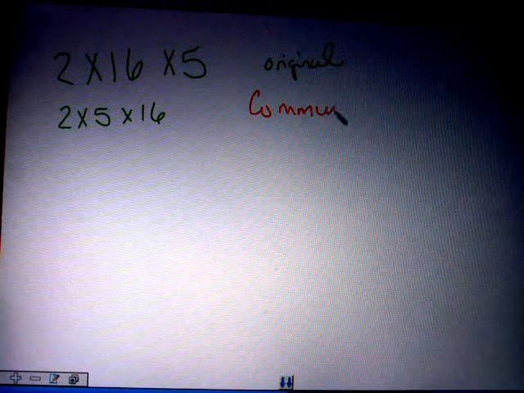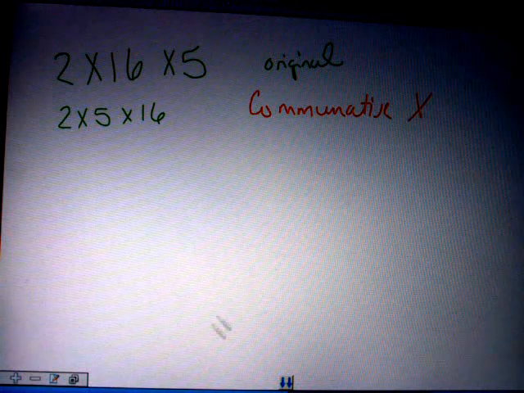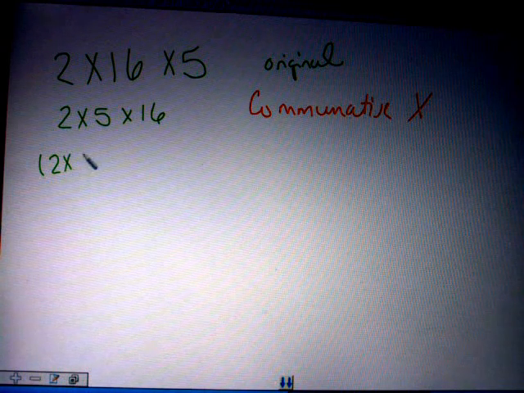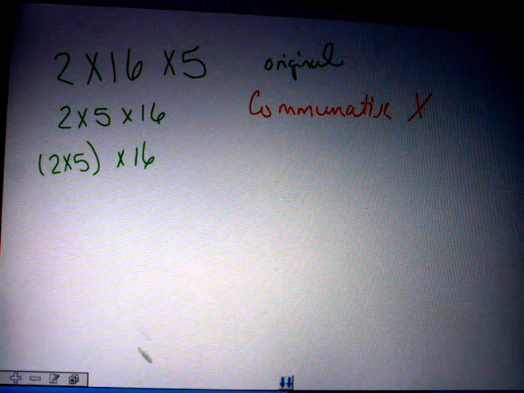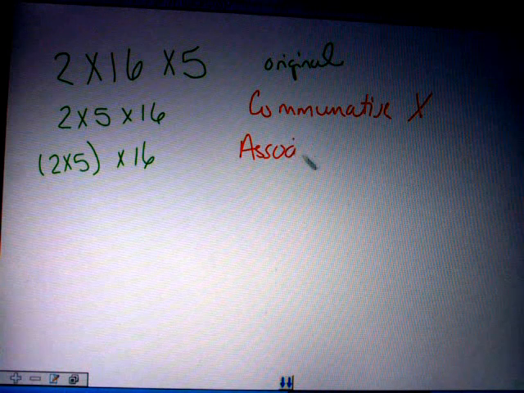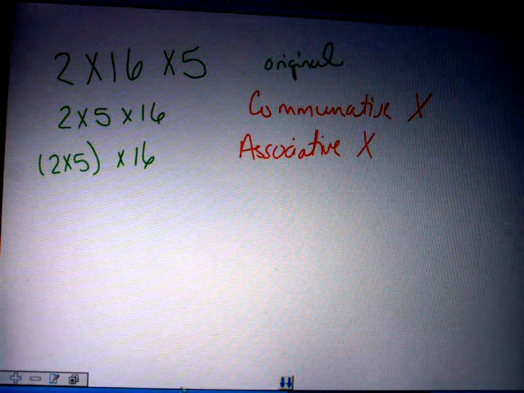So I'm going to use these properties to solve this. 2 times 16 times 5 is kind of hard to do in my head, but if I change the numbers so that it's 2 times 5 times 16, that is the commutative property, and I'm specifying that it's multiplication. Now that I have 2 times 5 next to each other, I can multiply 2 times 5 first. And by adding those grouping symbols, I am now using the associative property of multiplication.